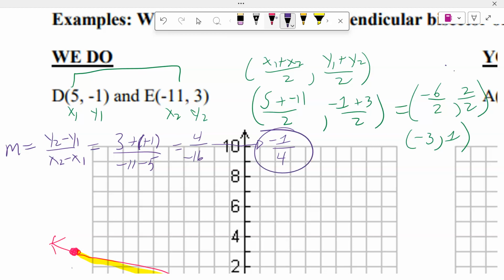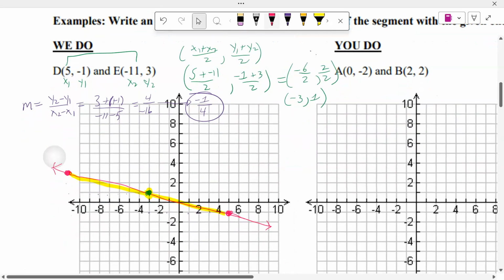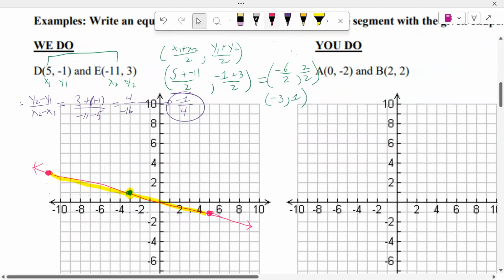So again, trust the math, not the graph, when you're doing these problems. It's easy to make a mistake when you draw by hand, is my point.